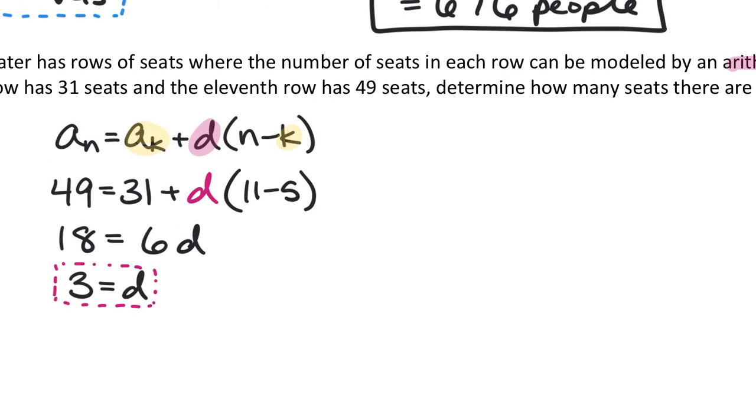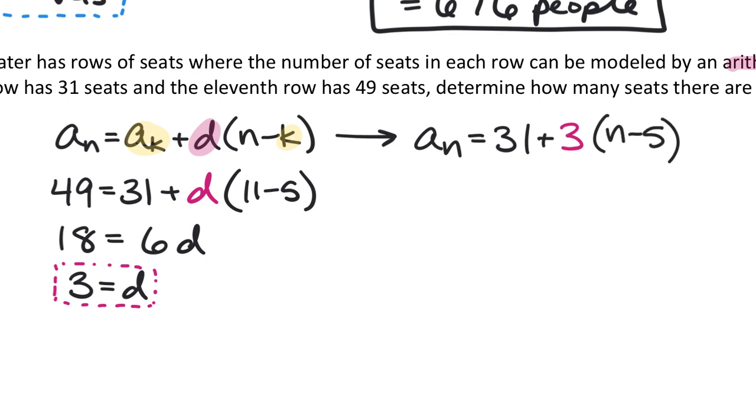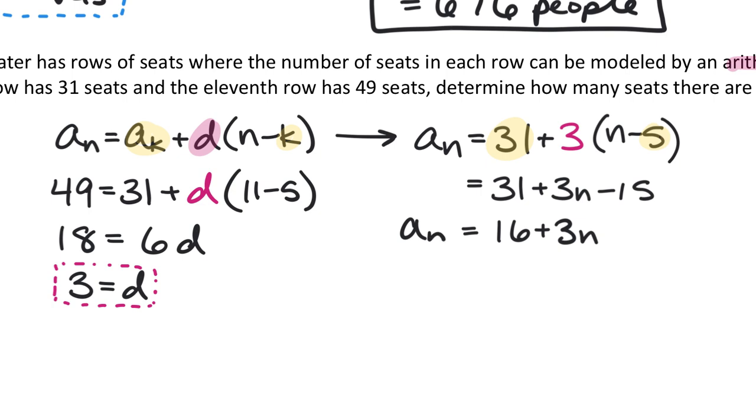But then we have to go back and fill in this formula. We would fill in a sub n equal to 31 plus 3 times n minus 5. Again, we put back the k and the a sub k as the numbers, but we leave the n and the a sub n like we would leave x and y in a normal linear function. Now I can't help myself here. We're going to distribute. This would be 31 plus 3 times n minus 15. What's 31 minus 15? 16 plus 3n. That's just an easier function to work with when we're starting to plug stuff in.